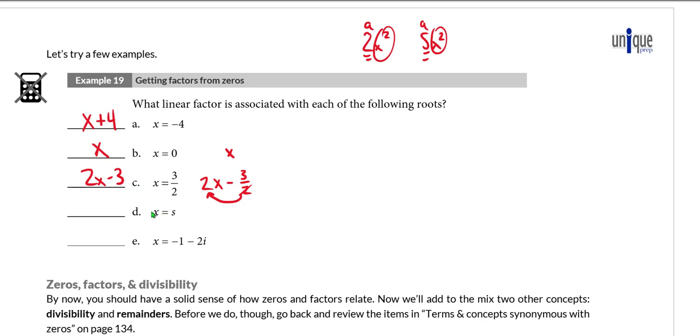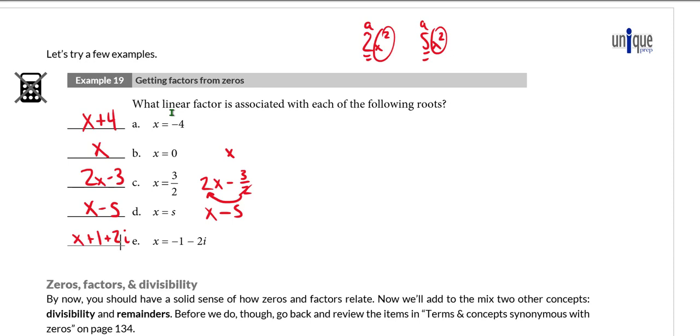In example 19d, x equals s, so again, switching the sign on the s and throwing an x in front of it, I get x minus s. With example 19e, again flipping the sign on these and then throwing an x in front of them, x plus 1 plus 2i. And there is the complex factor, I suppose you would call it, associated with this zero. So that is how we move back and forth between factors and zeros.